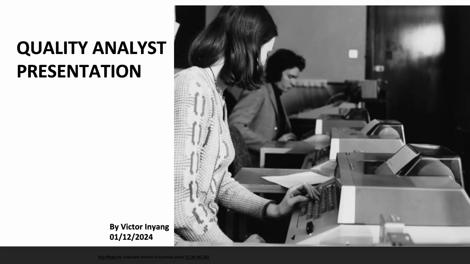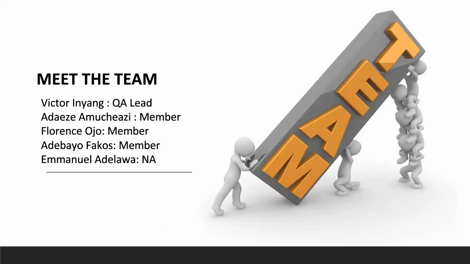Good evening, everyone. My name is Victor Niang, representing the QAs in Sprint 3. I am here to make a demo presentation on what we have done so far in Sprint 3. Meet the team. The QA team is made up of 5 members, 4 active members and 1 inactive member.